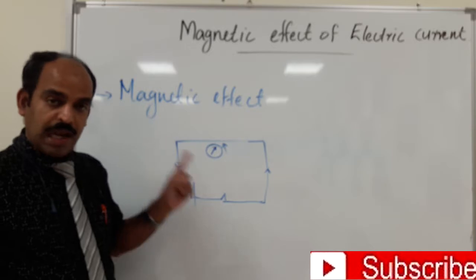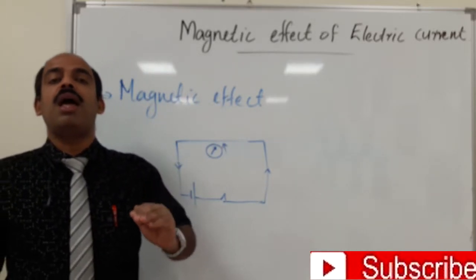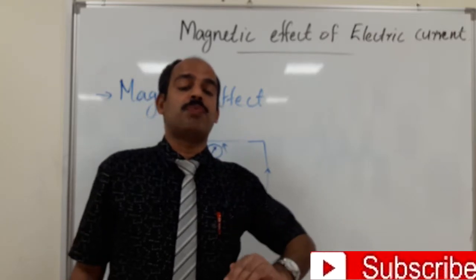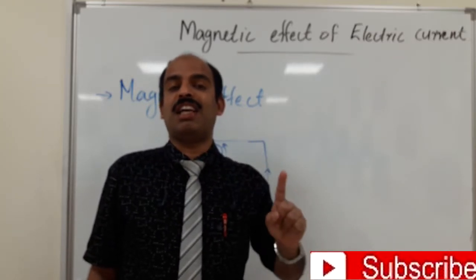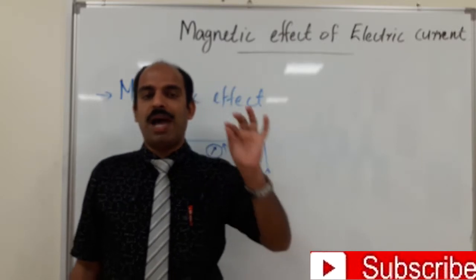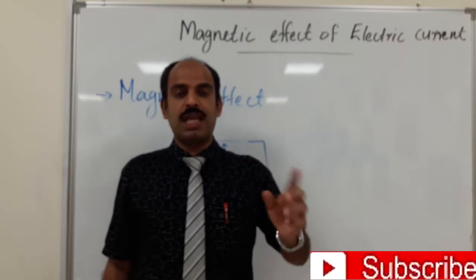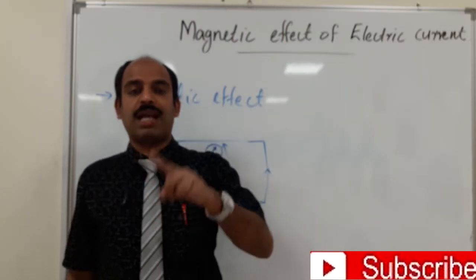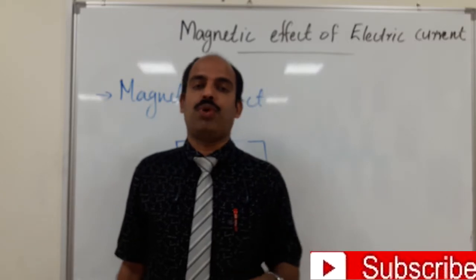So finally Hans Christian Oersted concluded that a magnetic field is produced around a current carrying conductor. This is known as the magnetic effect of electric current: the phenomenon of producing a magnetic field around a current carrying conductor when current is passing through it.